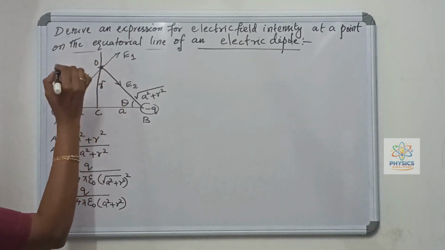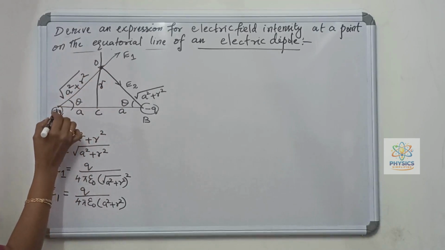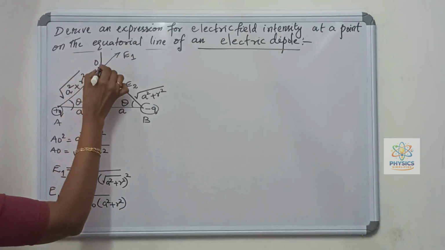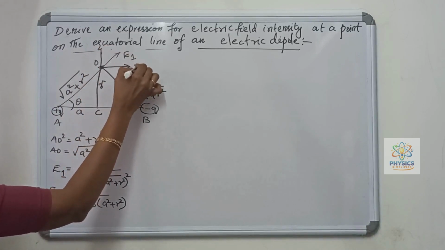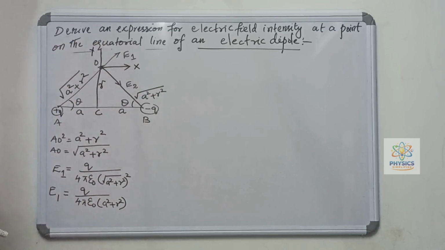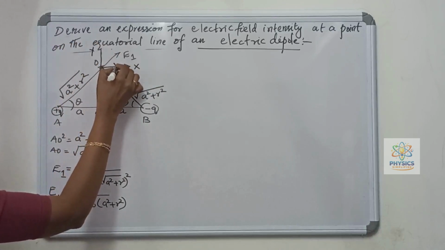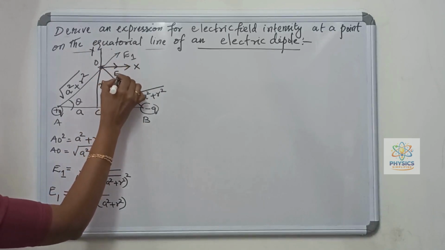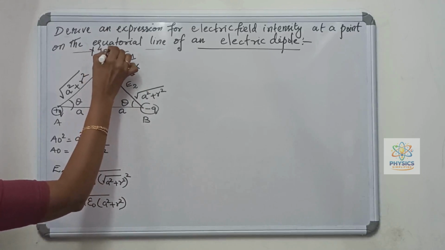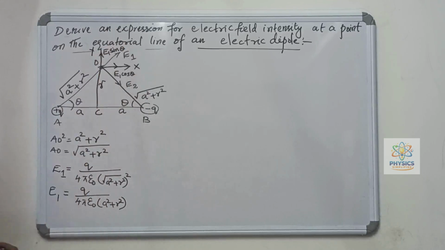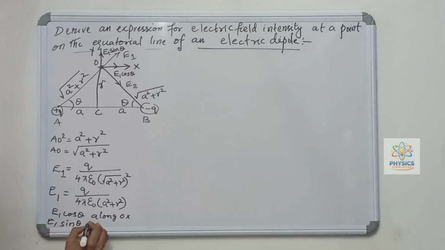At the point O, the electric field intensity due to the positive charge can be split up into two components. One is along the x-axis and another one is along the y-axis. The x-axis component is always equal to E1 cos theta, and the y-axis component is equal to E1 sin theta. Therefore, E1 cos theta is along the direction OX, and E1 sin theta is along the direction OY.